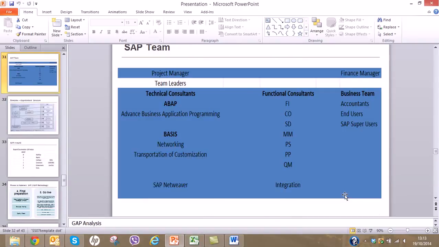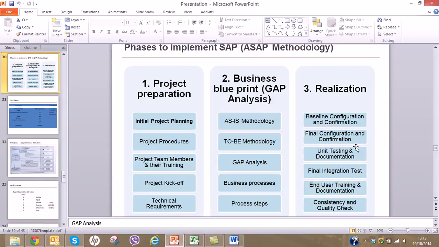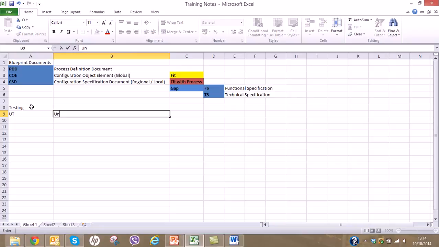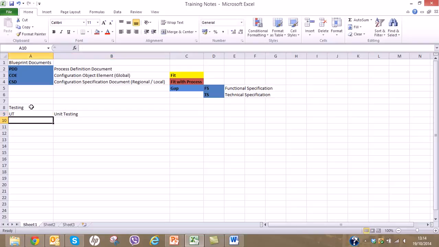Before I do final preparation, I will go back to the realization. In the realization, you have to configure the system and then transport it to the testing client, where you have to test the customization. Now there are several phases of testing. There can be UT, unit testing. This phase is after the transportation from development client to testing client. Then the second one is ITC, integration testing.